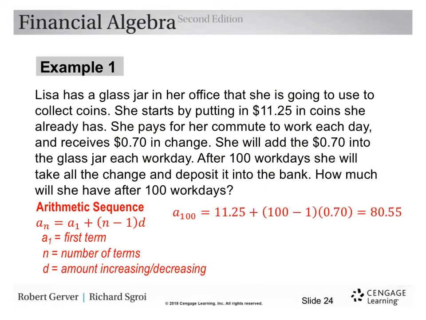So if we plug these numbers in, after 100 days, okay, she's got her initial 11.25. The number of days is 100. We subtract 1, and the amount she puts in is 70 cents. And how much she will have after 100 work days is $80.55.